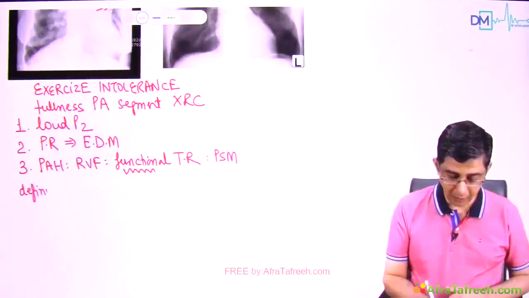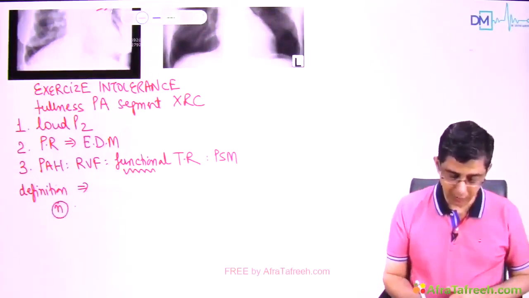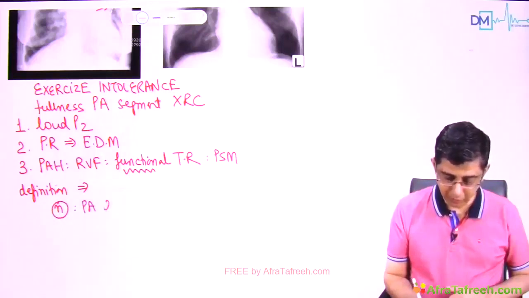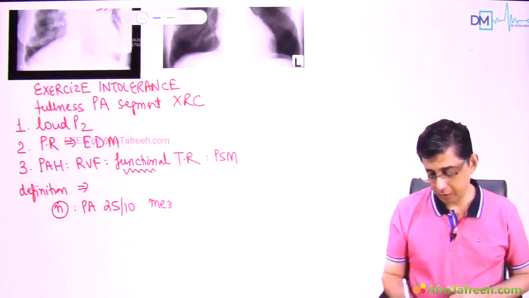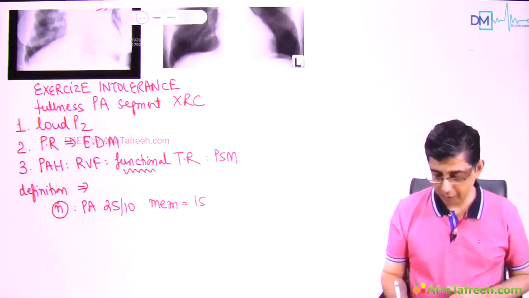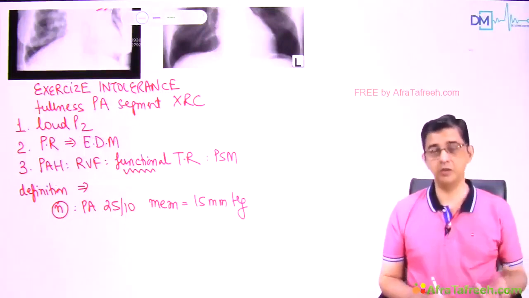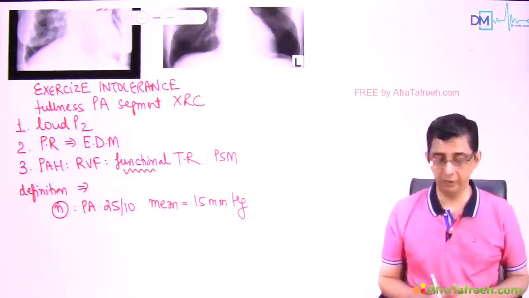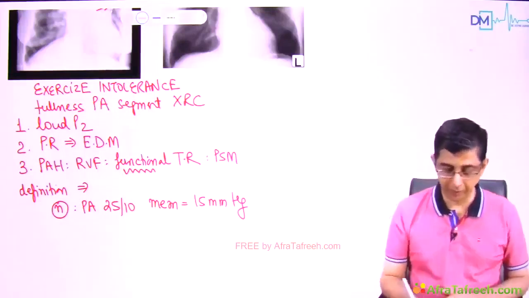Definition of pulmonary artery hypertension should be known to you. You know that the normal pressure in the pulmonary artery of yours and mine, systolic is 25 and diastolic is 10. The mean pressure of the pulmonary artery for you and me is about 15 millimeters of mercury. That would be calculated by systolic plus 2 times diastolic, whole thing divided by 3. So if you put the values of 25 by 10, you can work out the value of 15.